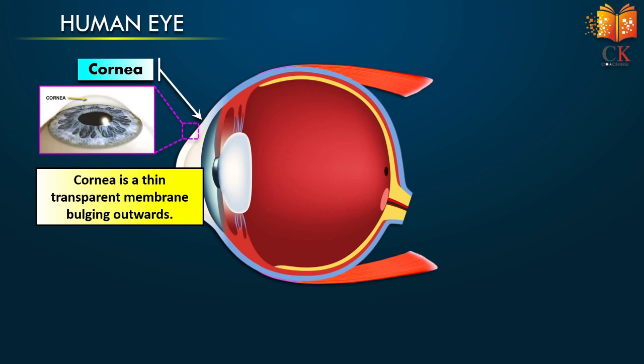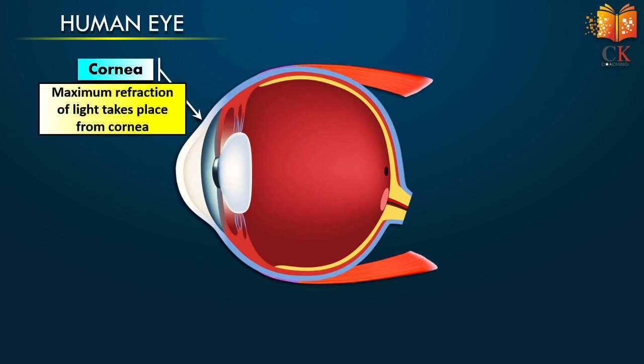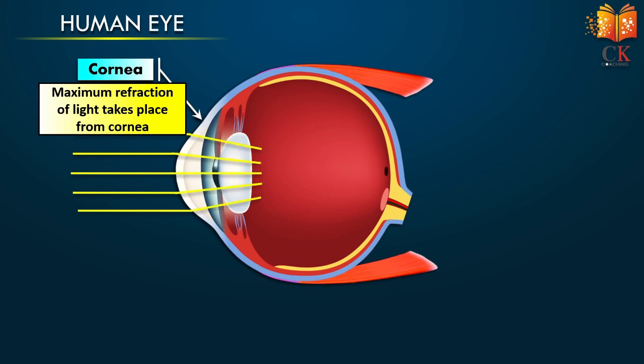So what is the importance of this part? Here the maximum amount of refraction of the light takes place through the cornea. So imagine that these are parallel beams of light which are coming inside the eye, and through this the maximum amount of refraction, or basically the bending of light, will take place here.